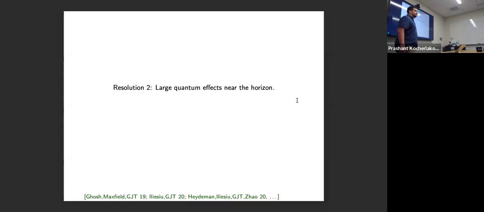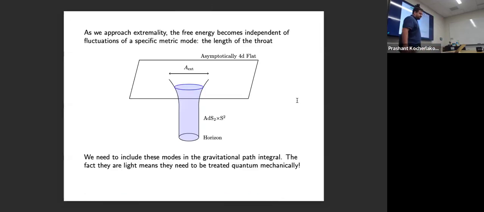So now I want to explain the resolution of these puzzles. And this is based on work by Ghosh and Maxfield, then we look at Iliesiu and Turiaci, also Wenli Zhao and other papers that I will mention later. So the idea is that as we approach extremality, for example, if you want to compute the fixed temperature ensemble, the free energy becomes independent of the fluctuations of a specific mode in the metric, that is the length of this throat. So at very low temperatures, the length of this throat can fluctuate without any cost. And when we have a mode whose action is small, that means that it needs to be quantized.